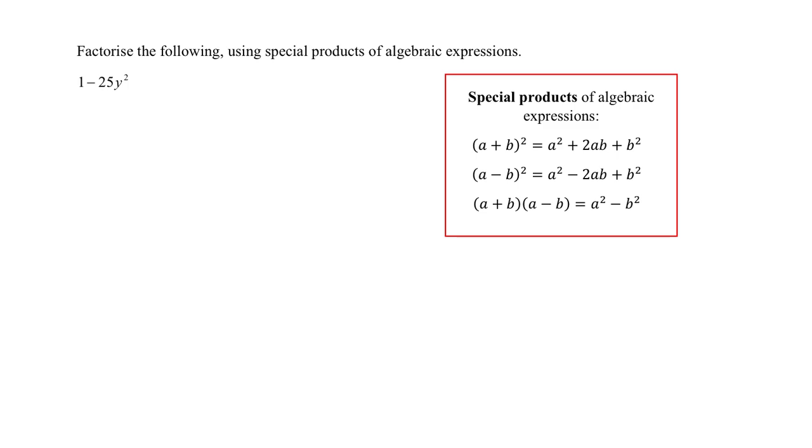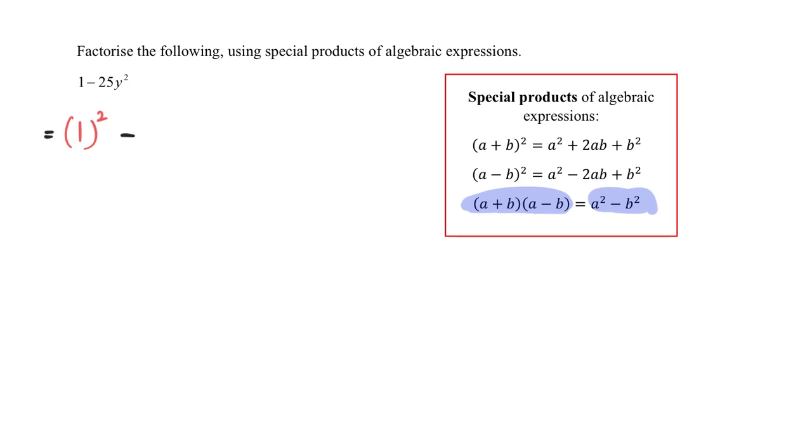What do you think we should use? Only two terms. So this is the only possible case. Therefore, the final answer looks like this: (A plus B)(A minus B). And in this question, this is very important, do take note. 1, I can rewrite it as 1 squared because 1 times 1 equals 1.